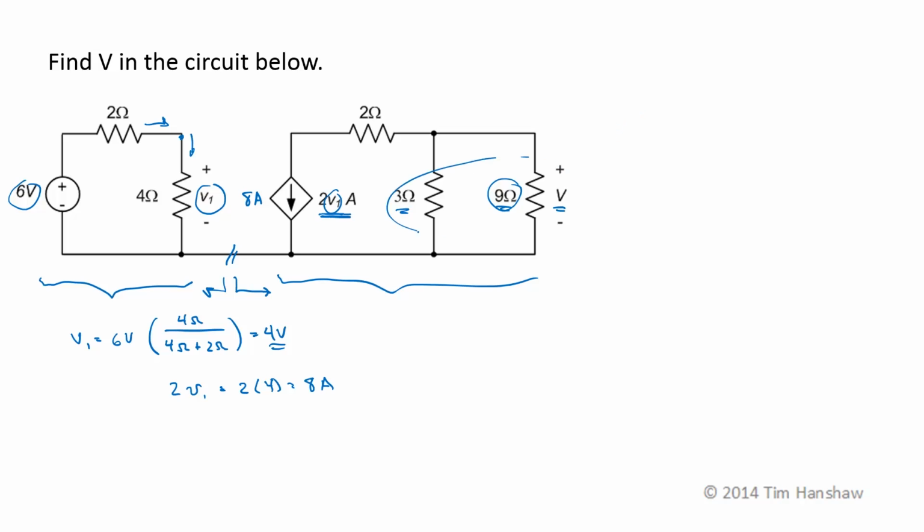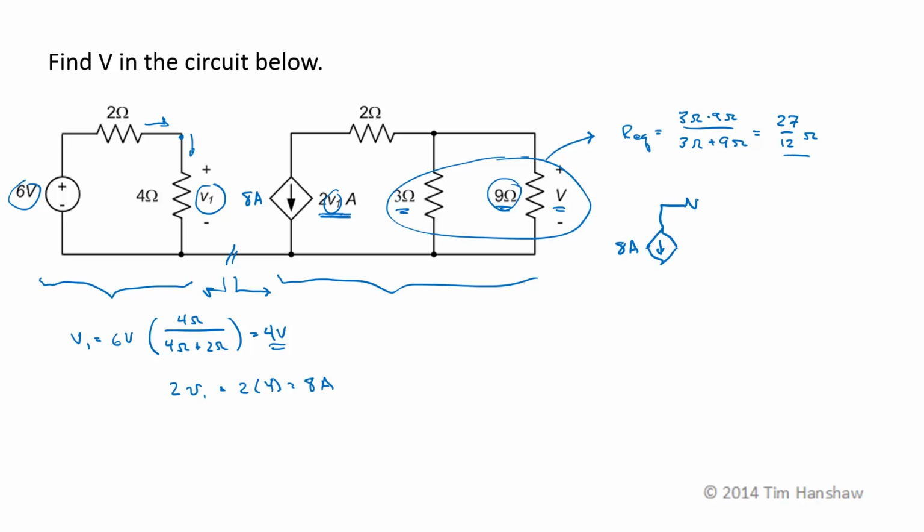So these two, REQ is going to be 3 ohms times 9 ohms over 3 ohms plus 9 ohms, which becomes 27 over 12 ohms. So now our equivalent circuit is my 8 amp source, this 2 ohm resistor, and this equivalent resistance that is 27 over 12 ohms. Now 8 amps is going this direction, which means that since all of these are in series, this is an 8 amp current in that direction. I'm going to choose my voltage polarity such that this is a positive current. So let me call this V sub x.